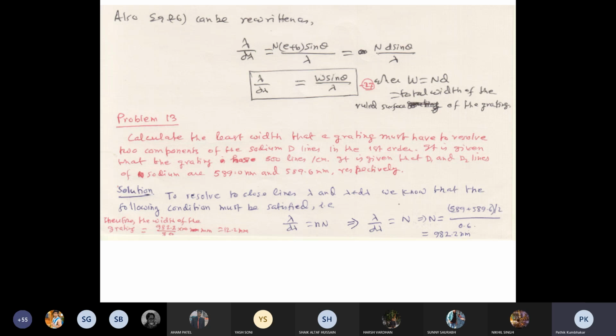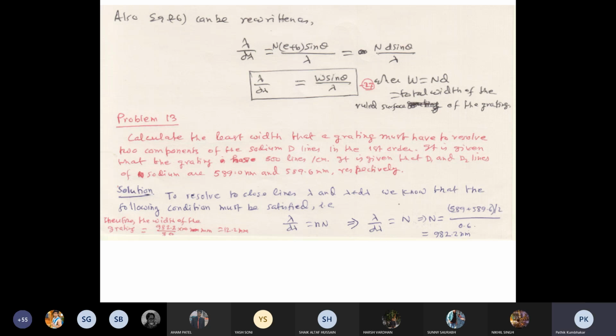But here the condition is that you are shining light on the whole grating. The light should be shined on the whole grating, then the whole width is useful, otherwise the whole width is not useful. So lambda by d lambda is W sin theta by lambda. Now we will use these equations, either lambda by d lambda is nN or W sin theta by lambda, to solve some problems. For example, here one problem is given.